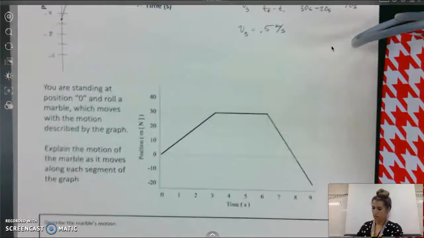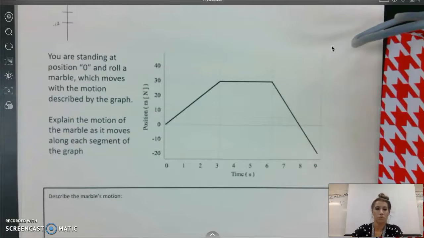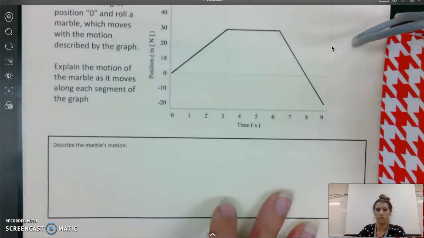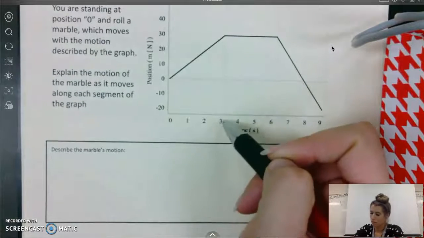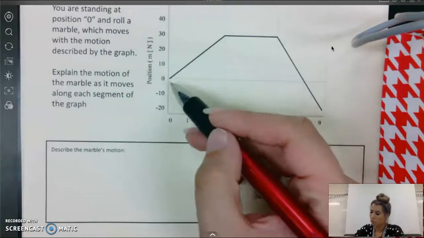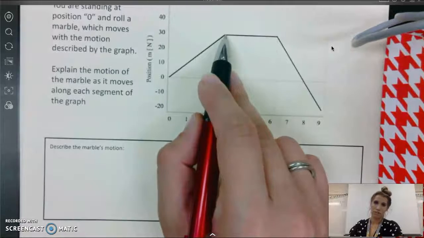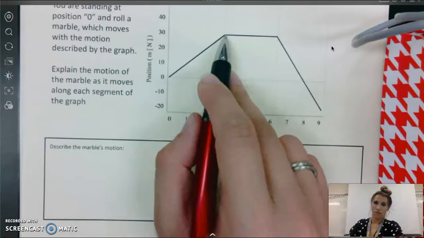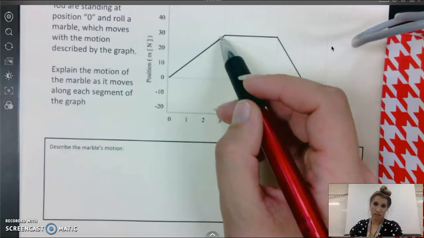Alright, now let's continue. You're standing at a position of 0 and roll a marble which moves with the motion described by the graph. Explain the motion of the marble as it moves along each segment. Okay, so we're going to describe this motion. In a time span of 3 seconds, my marble moved from position 0 to a position of positive 30. I'd say that this happened at a constant velocity because the slope of this line stayed the same.